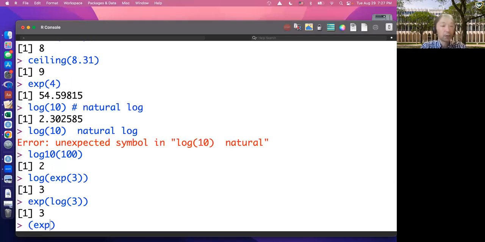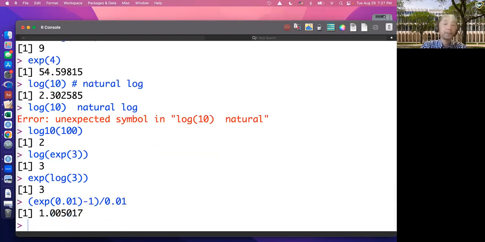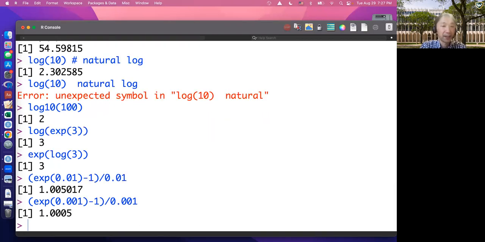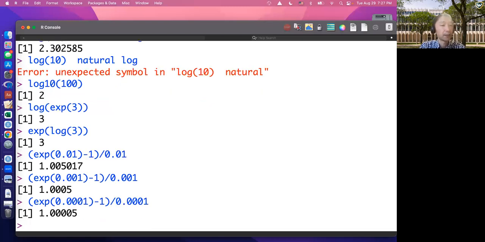Yeah, you can put more complicated math expressions to calculate more complicated quantities. For example, if you want to differentiate the exponential function at x equal to 0, then you can calculate this kind of thing to get the derivative of the exponential function at x equal to 0.